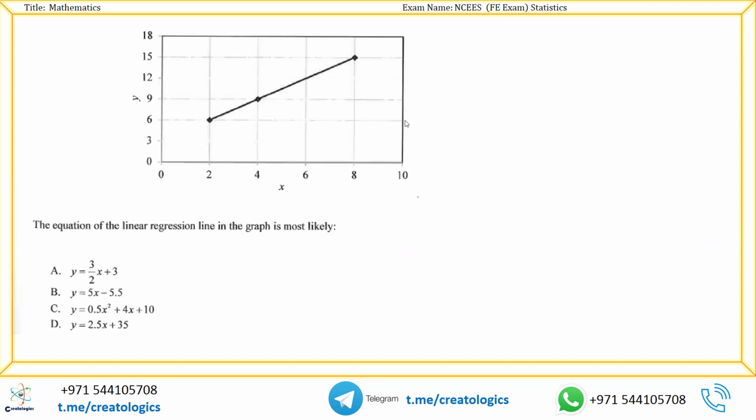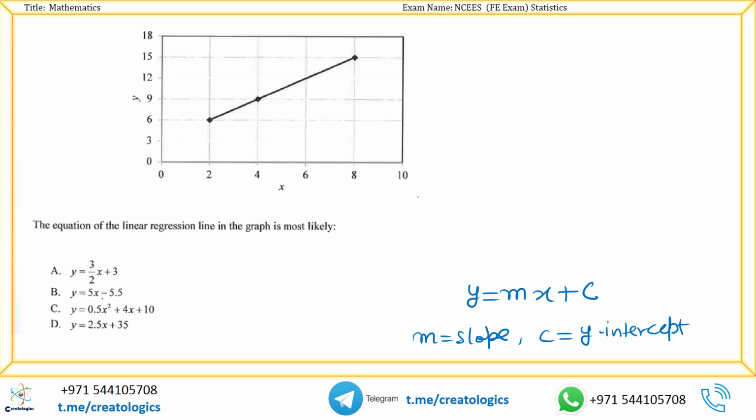Now the next question says the equation of the linear regression line in the graph is most likely near to what? A few equations are given to us, and we have to find which is the most likely equation for this linear regression line. In order to do so, you must know the equation of a line is of the form y is equal to mx plus c, where m is called the slope and c is your y-intercept.